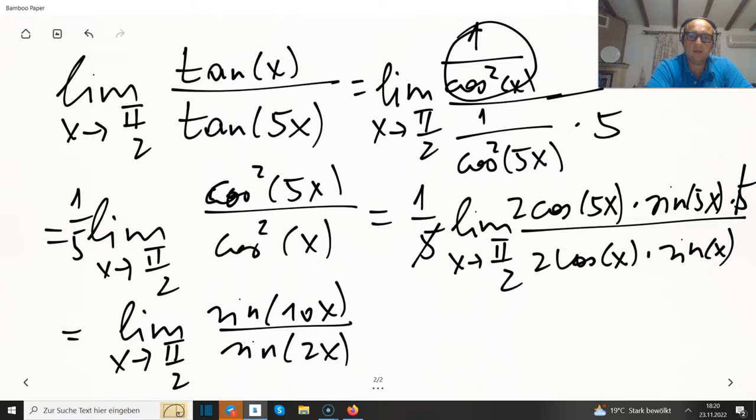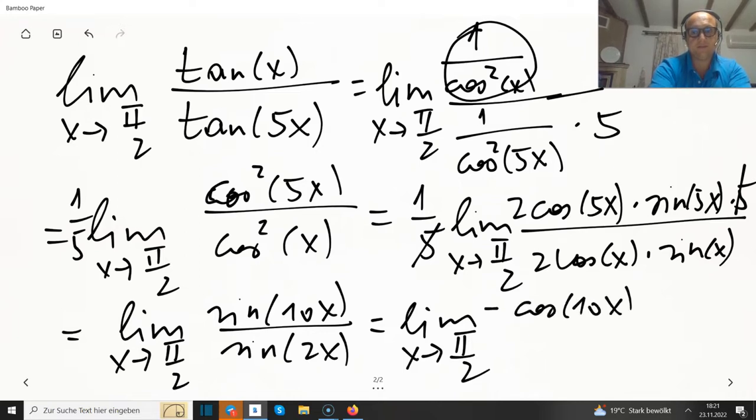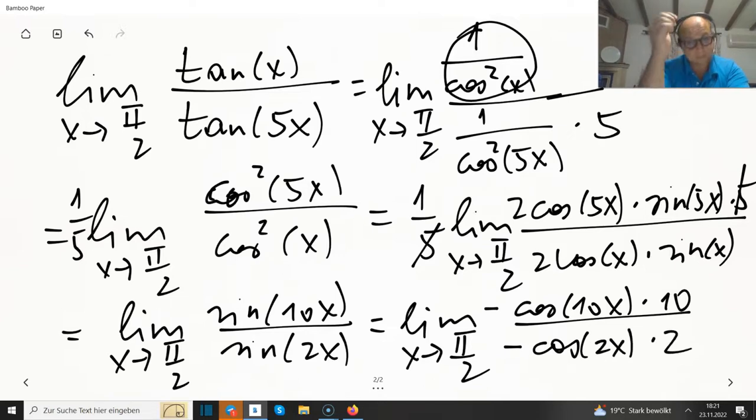Well, sine of pi divided by 2 is what? If I put pi divided by 2 and multiply it times 10, I'm going to get 5 pi, sine of 5 pi. So 0, and sine of pi is 0 again. So, let's do it again. Limit x towards pi divided by 2 minus cosine of 10x times 10 divided over minus cosine of 2x times 2.